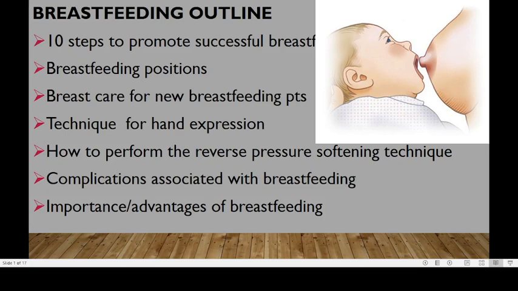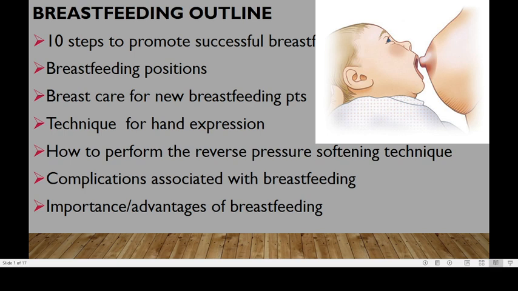Today we shall be looking at breastfeeding. Breastfeeding is an important component that determines the milestones of a baby. And this is the only mode of nutrition that is most cost effective.